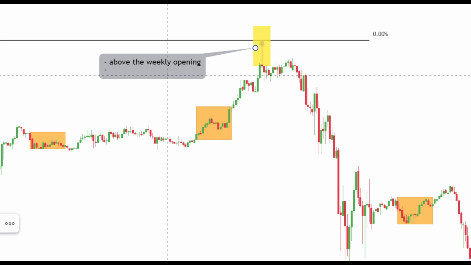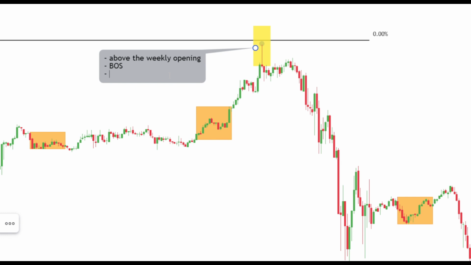So once we understand we're above the weekly opening price, the next thing that validates a Judas swing is that it must break something, i.e. it must break structure. There must be a swing structure that's broken in the process. That's another thing that validates the Judas swing. Another thing that validates the Judas swing is that it must sweep liquidity of some sort. And we're going to be going into liquidity in a little bit of detail right now.